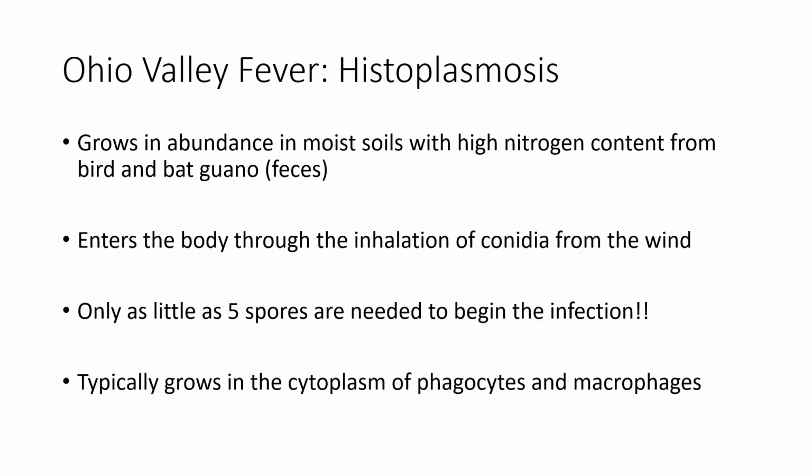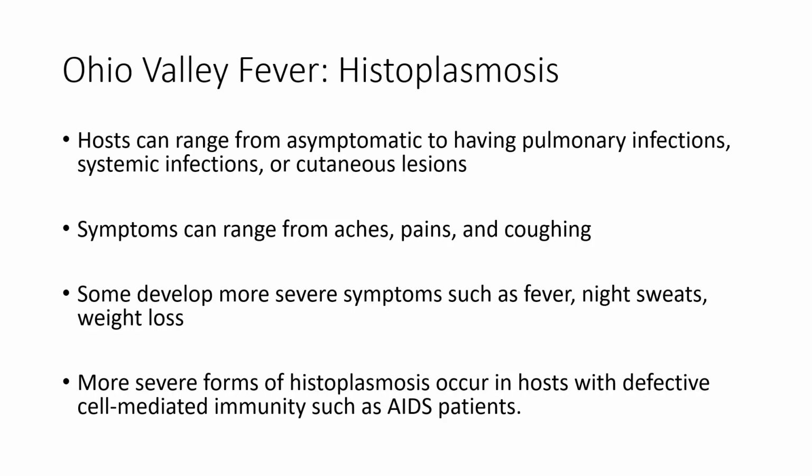And this one's insane because you just need as little as 5 spores for this infection to start. And so it typically, right, it'll grow in the cytoplasm of phagocytes and macrophages. Okay. Kind of going back to that morphology that allows it to kind of be able to grow on the body, right? On into our different cells.